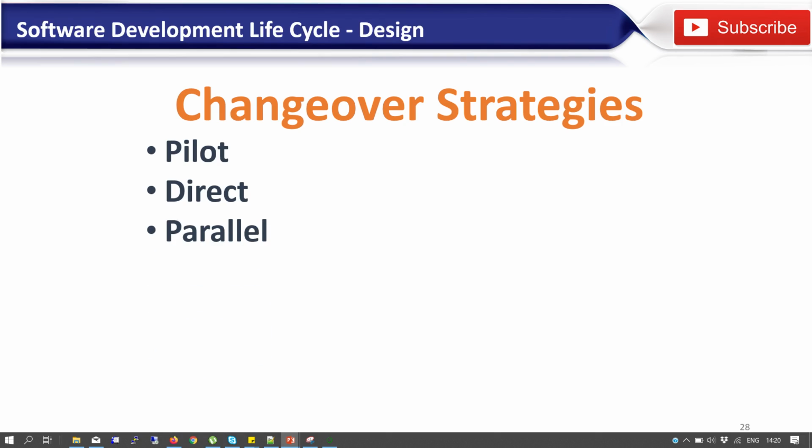Or you can also do a parallel run, where you have the new system and the old system running together at the same time, and you observe how they work together. Or you can do a phased approach, where you implement the new system or the new changes slowly in the organization. For example, department by department, where you introduce it in the sales department first, then you roll it into the marketing, then into IT, until everybody finally uses that system.